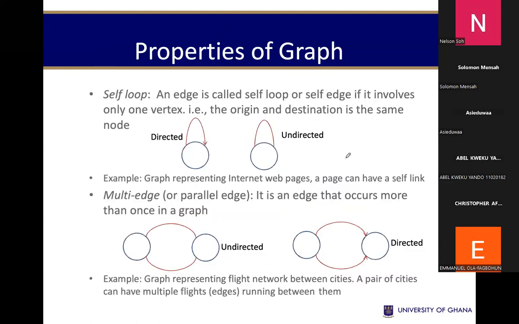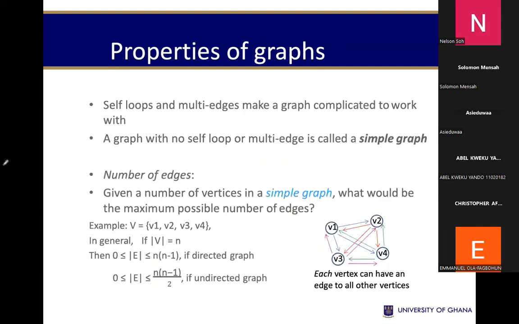Okay, good. So the other properties of graphs, maybe this one I'll skip for you to read. That has to do with a self-loop, whereby if you move from your side, you get to the same location. You don't move away to another node. And the multi-edge, I'll skip that. Let's look at this. Self-loops and multi-edges make a graph complicated to work with. So a graph with no self-loop or multi-edges is what we refer to as a simple graph.